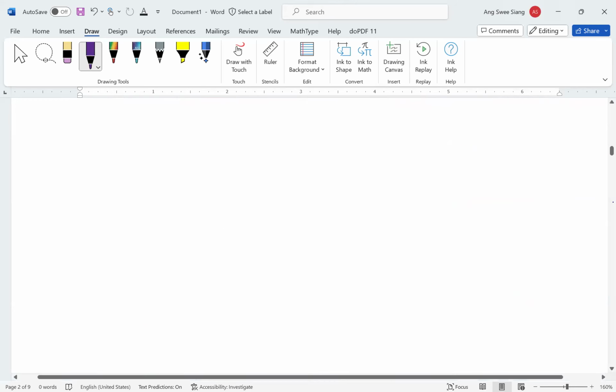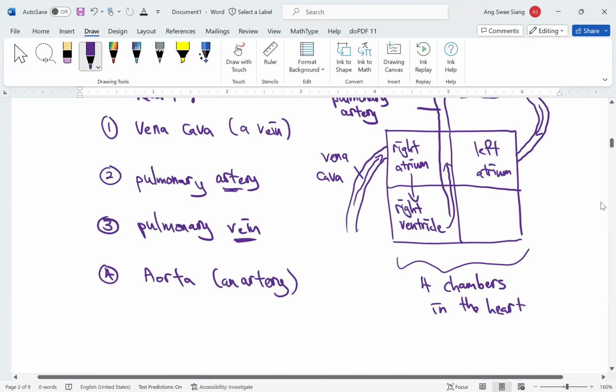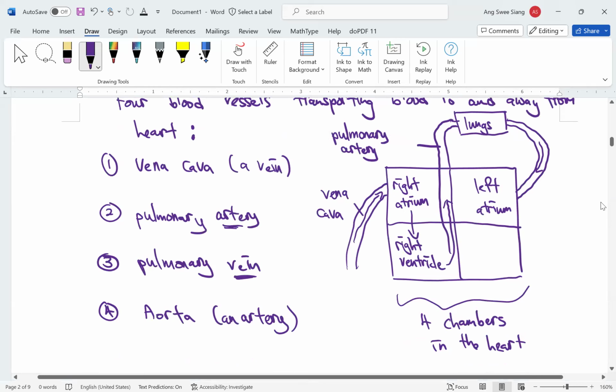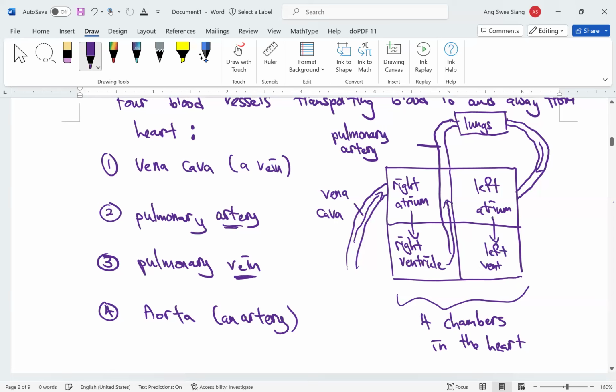Now, after the blood goes into the left atrium, when the left atrium contracts, it will pump the blood to the left ventricle. Then when the left ventricle contracts, it will pump the blood out of another artery, another blood vessel, which we call the aorta.